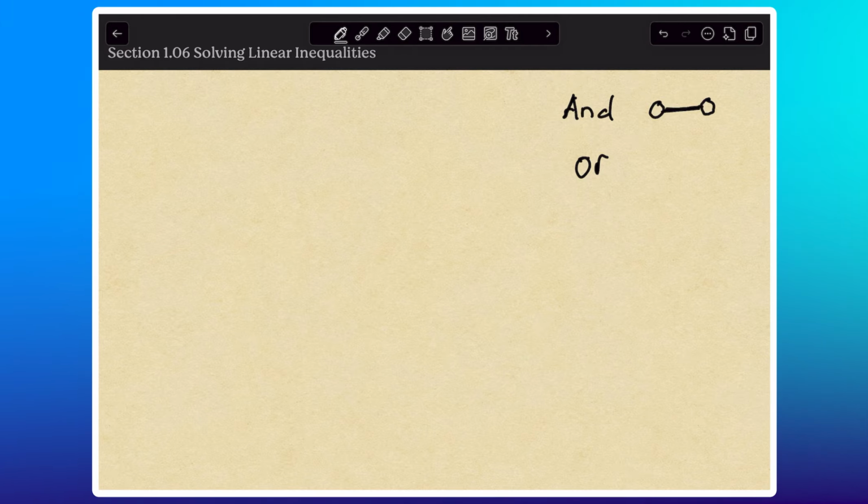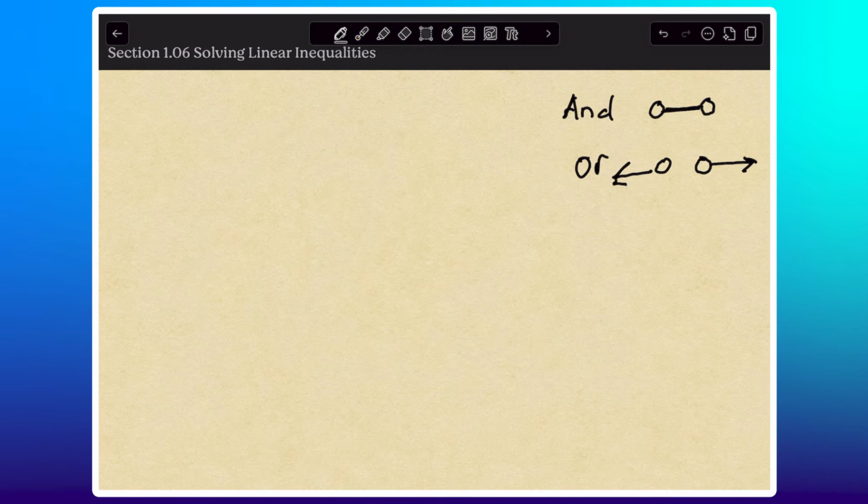Now next is the OR. The OR is going to be a little bit different. Well, actually, very different. It's going to have two circles like this, but instead of these two lines coming together, one will go this way and the other will go that way. So let's say this was negative, like a -2, and this right here could be a +2. All the solutions would be less than -2 or greater than +2. So that is what you call an OR statement.